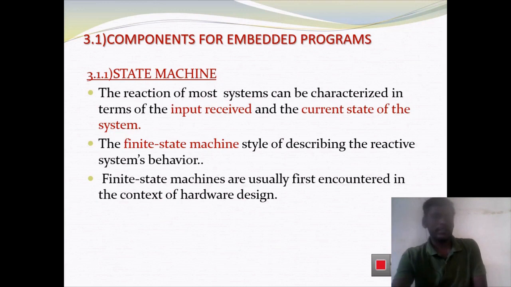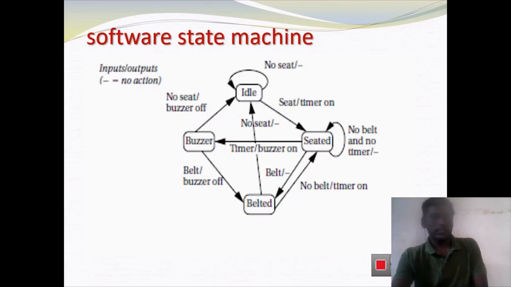Let me take an example. Here we have a car model. Everybody knows a car has a seat belt in both the front seat as well as the back seat. Let me consider a driver seat. In a driver seat there will be a belt and a buzzer also, and over the seat we can have sensors.